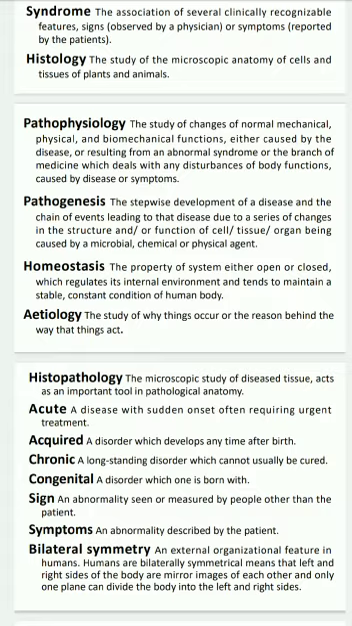Bilateral symmetry: an external organizational feature in humans. Humans are bilaterally symmetrical, meaning that the left and right sides of the body are mirror images of each other. Only one plane can divide the body into left and right sides. That is known as bilateral symmetry.